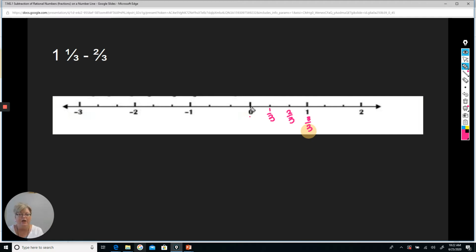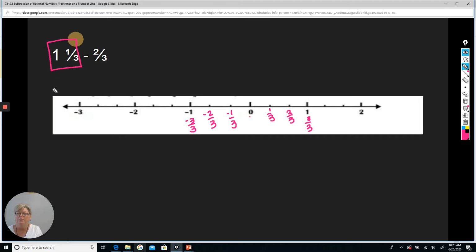Same thing at 0. I'm going to count by thirds, so this would be -1/3, -2/3, and -3/3. And -3 divided by 3 is -1. So I'm not going to label all of the marks, but just know that it counts by thirds, okay? All right, so we're going to look at our first term.